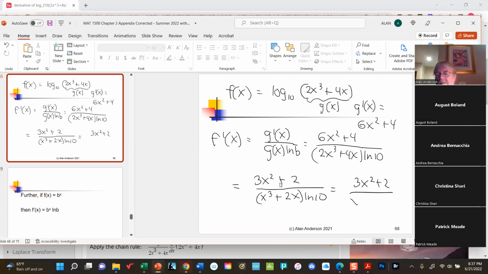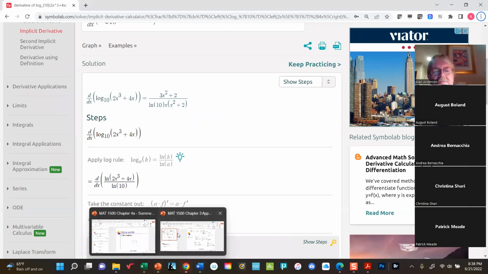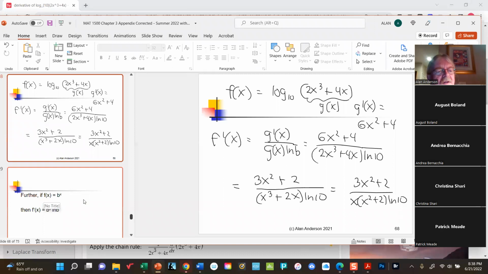I don't know why they did that, but so they should be the same now. So the denominator is x squared plus 2, times log 10. Yeah, that's it. We're good. All right, that was a good example.